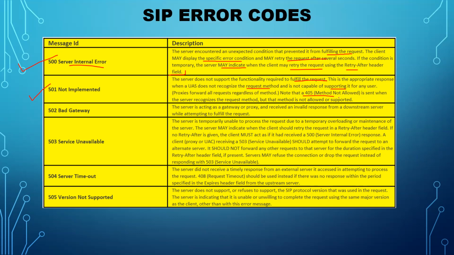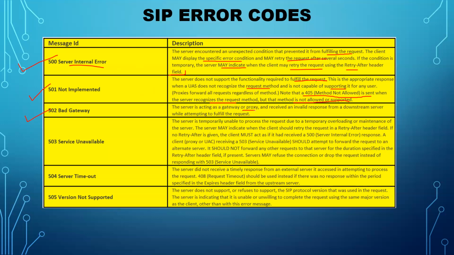And note that a 405 Method Not Allowed is sent when the server recognizes the request method, but that method is not allowed or supported, right? Here it doesn't recognize it as well. The server is not capable of supporting the request method. In 405 Method Not Allowed, the server recognizes the request, but the method is not allowed, right? You will get 405 once the server recognizes the request, but the method is not allowed. You will get 501 Not Implemented if the server doesn't recognize the request method and is also not capable of supporting it. Then we have 502 Bad Gateway.